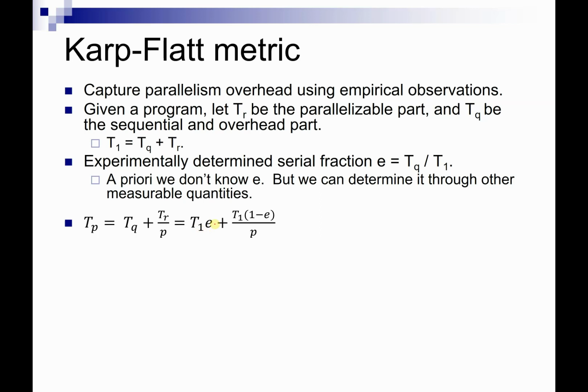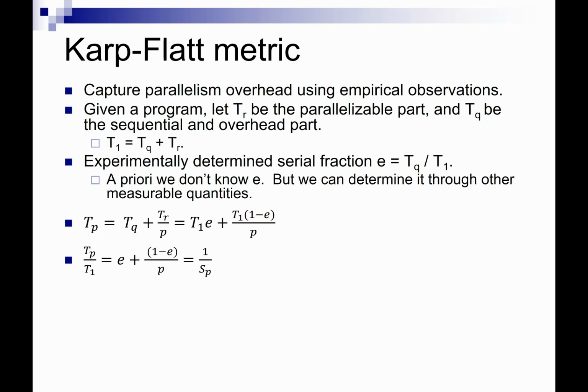TQ is equal to T1 times E, because E is defined as TQ divided by T1. And then this other part is whatever is not part of the overhead or sequential part. That part belongs to TR. So this is T1 times (1 minus E) divided by P.